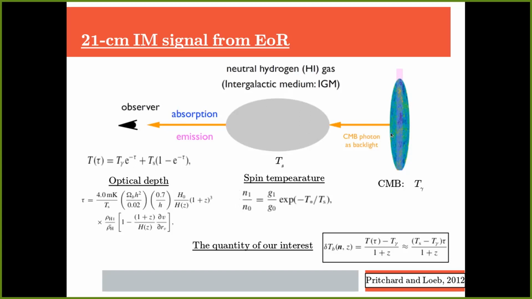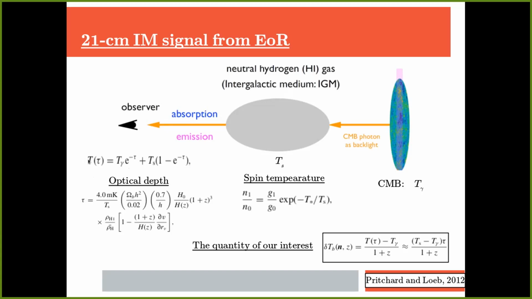So this T gamma that is coming through the IGM is getting absorbed by this e to the power minus tau factor. And because of the spin temperature or population of the 21 centimeter signal, some emission is also observed, which is given by this term over here. Now here, this tau is the optical depth, which is related to some of the cosmological parameters and also to the peculiar velocity of the photons in the intergalactic medium.